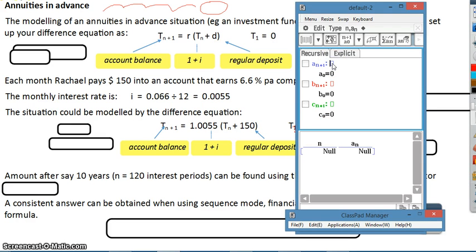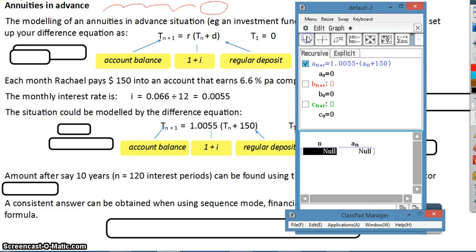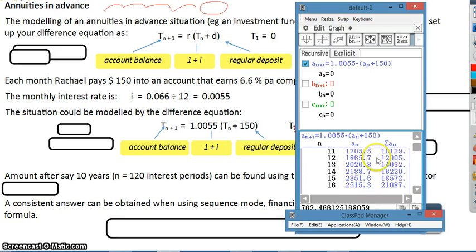We'll have a look in here. We've got 1.0055 multiplied, open your brackets, by the nth term, which we'll find there, an plus 150. Close your brackets. Our 0 term here is 0. We're starting with nothing and we're saving money. There we go. We can generate the table there and see that after 10 years there's 120 interest payments.